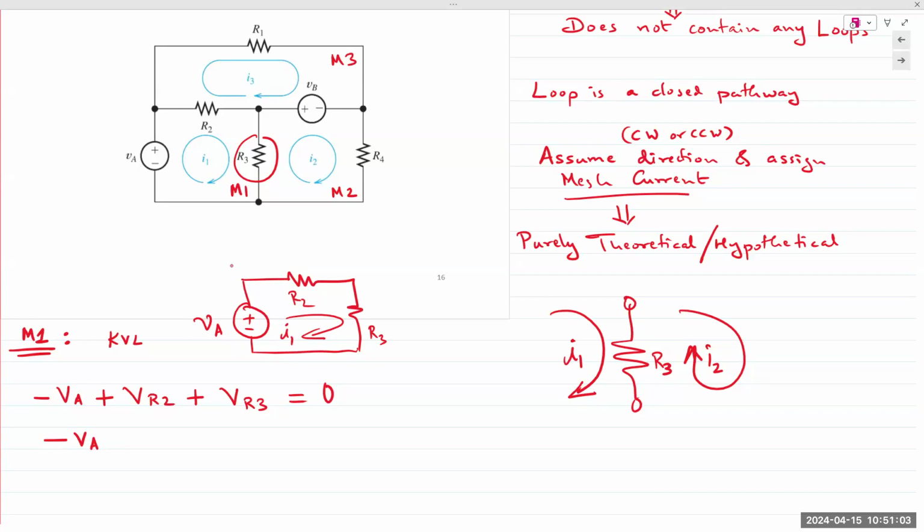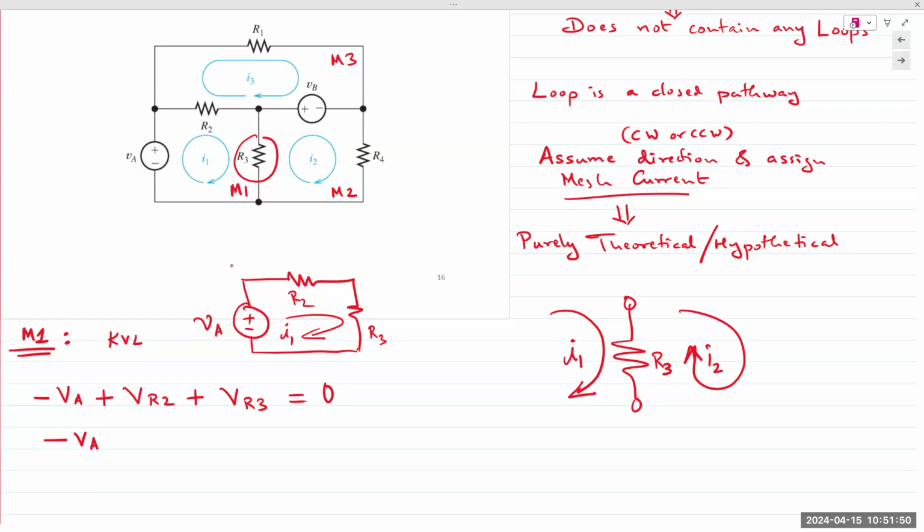And for VR3, it would still be R3 times I1. But I did see someone shaking their head. Do we agree or disagree? That is correct. So the observation is that R3 and R2 are both in shared branches. So we have to account for all the mesh currents in all the shared branches. So VR2, it is correct that it is I1 times R2. That is correct.